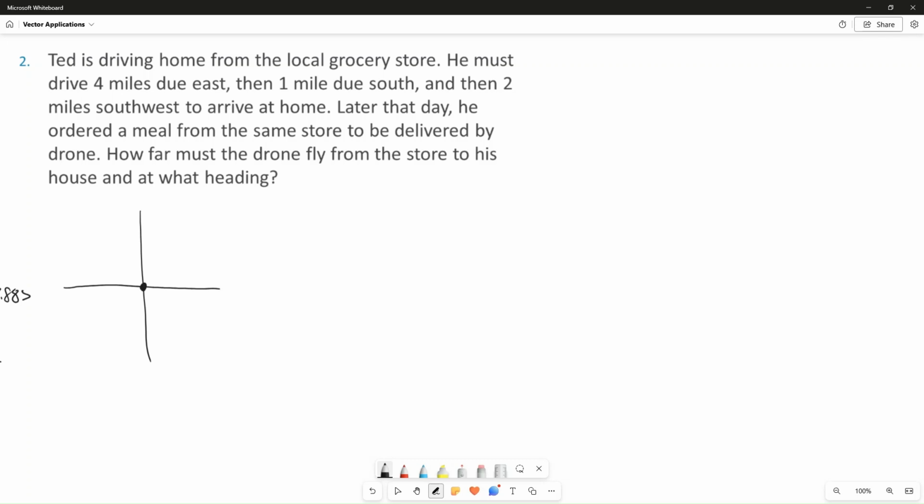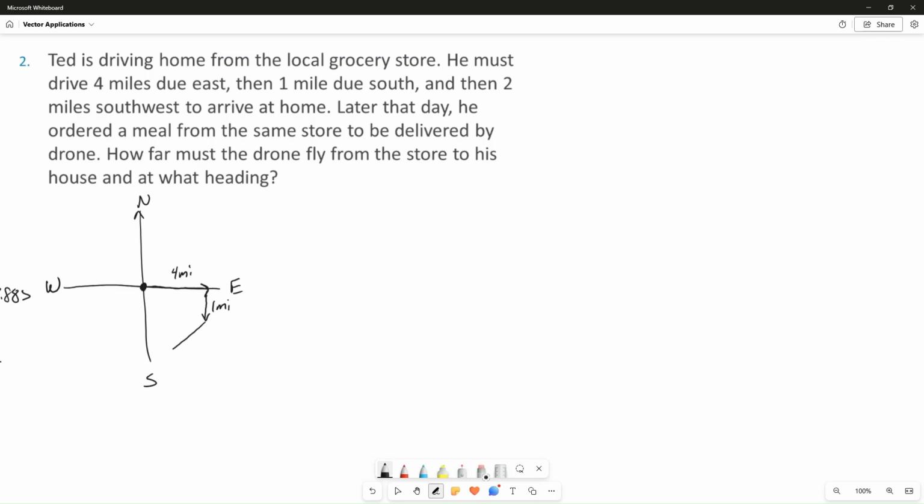So Ted must drive 4 miles due east. So we're going to go 4 miles due east. Due east would be to the right. North is up, south is down, and west is to the left. He then drives 1 mile south. So we're going to go 1 mile south. And then he's going to travel 2 miles southwest. So southwest would be kind of down and to the left.